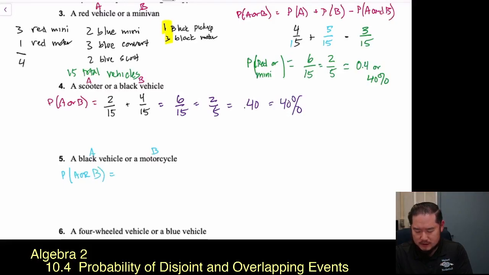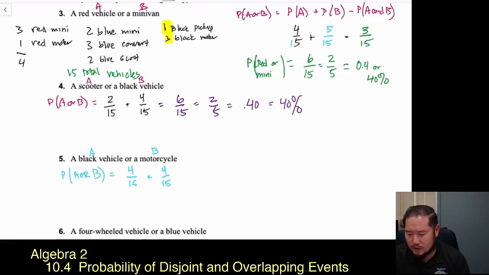hold on, let's set this up. For a black vehicle right here, there's a total of 4, so that'll be 4 over 15. We have the probability of a motorcycle here, and there are a total of, let's see, we have one red motorcycle and 3 black ones. So that's a total of 4. So that'll be 4 over 15 as well.